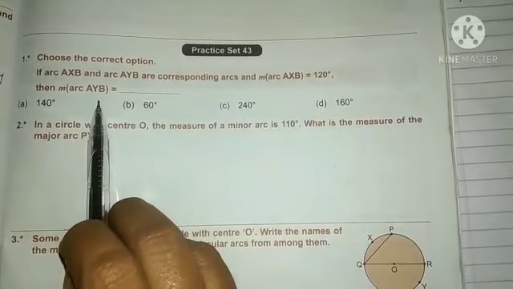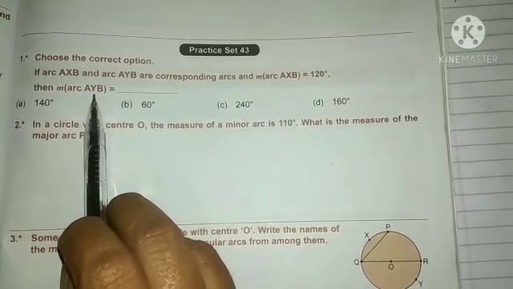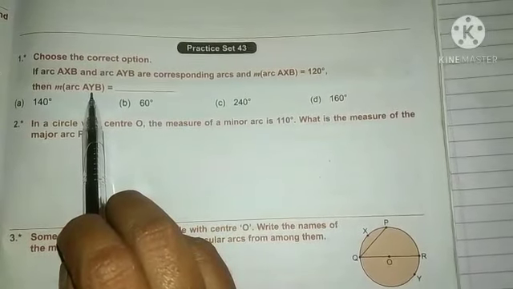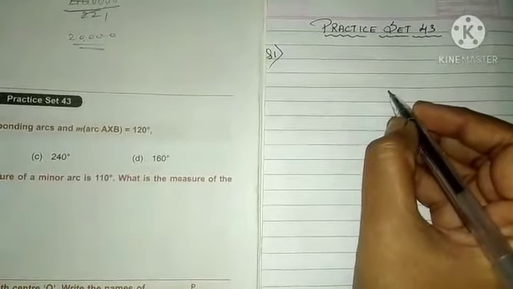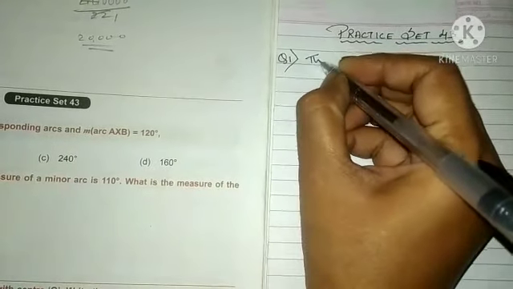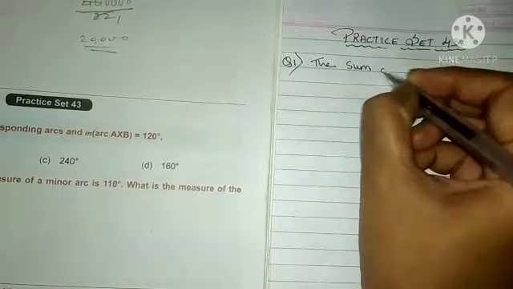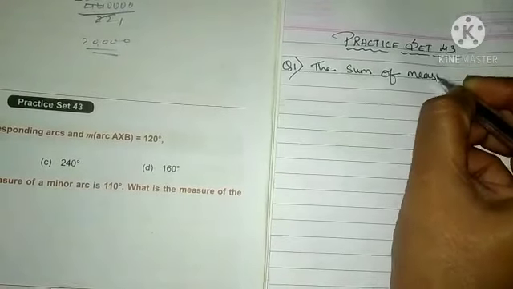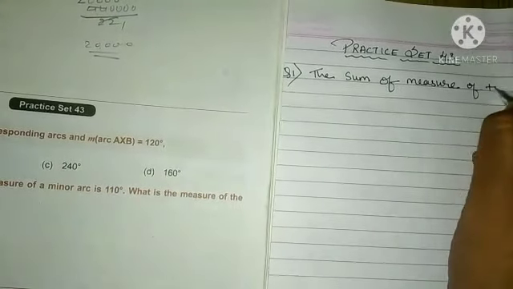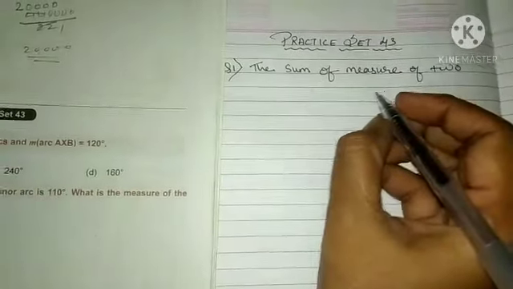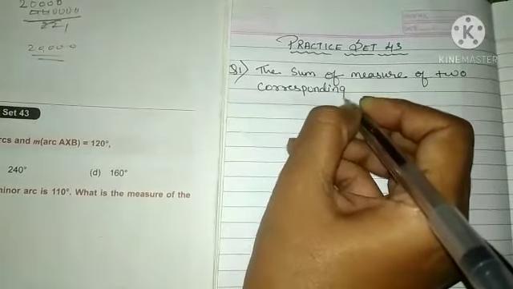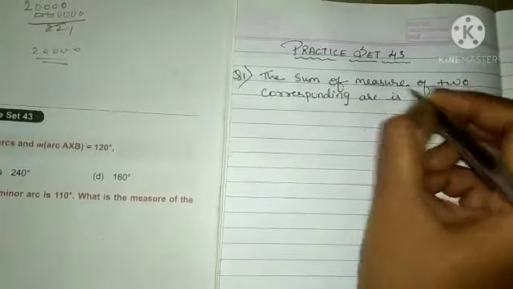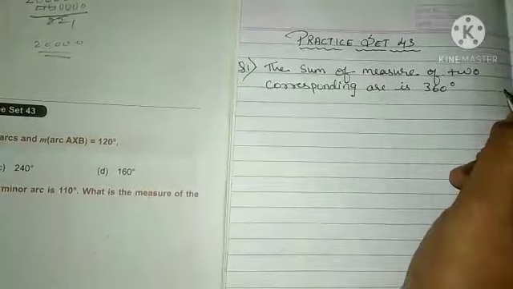We have to find out the measure of arc AYB. Understood? So how will you find that? See, I will show you. First of all, we have studied that the sum of measure of two corresponding arcs is 360 degree. Clear?